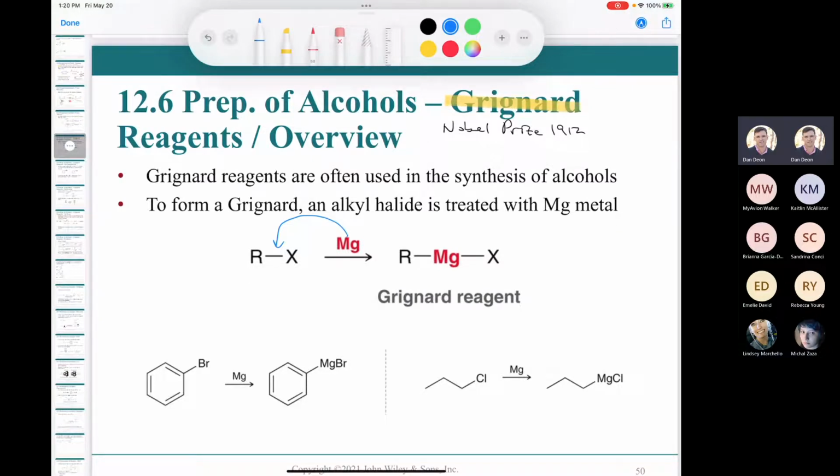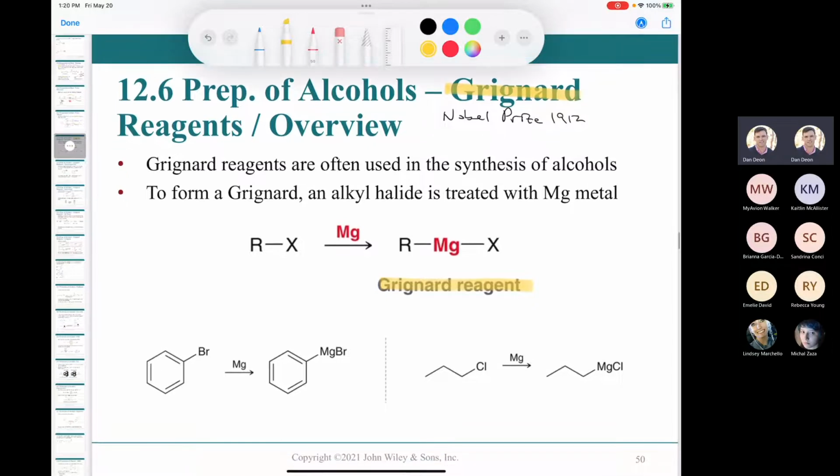You might be wondering, well, how the heck does that happen? Our textbook doesn't cover that. If you wanted to do some research, I'm sure you could find some information about that, but we refer to that as insertion. Anyhow, the magnesium sticks itself in between the carbon and the halogen, and we make what's called a Grignard reagent.